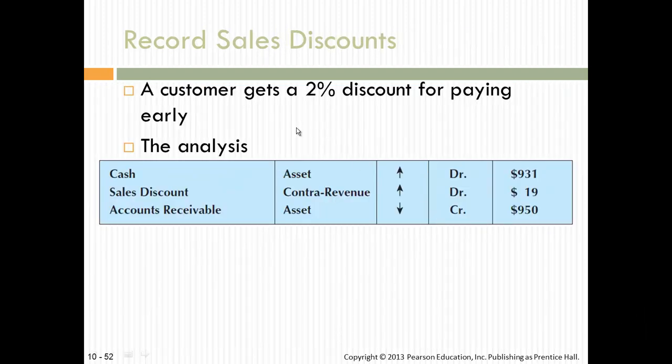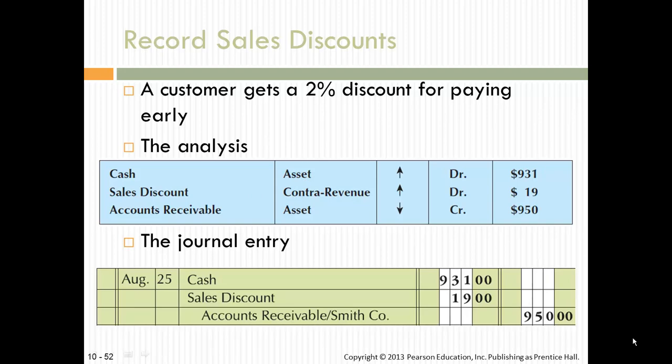Record sales discounts. Once again, you get a 2% discount for paying early. Here's your cash, your sales discount, and your AR. Here's what it looks like in a journal entry.